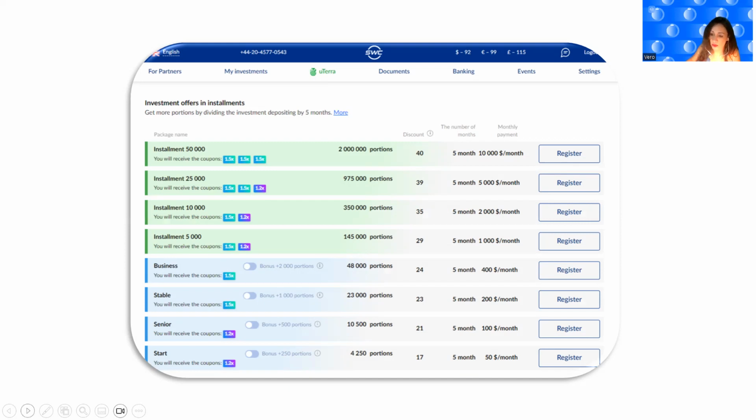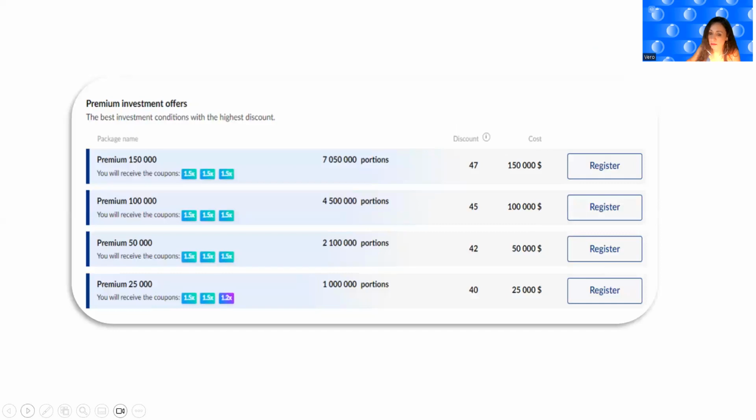But this is not the only current offer. We have more options. The premium investment offer, for example, begins with $25,000 to acquire 1 million portions, and these options are only in one payment. With the package Premium, you can acquire 7,050,000 portions in one payment of $150,000.